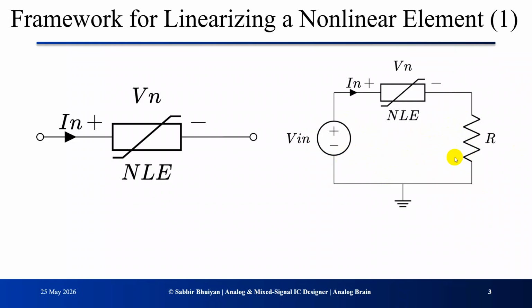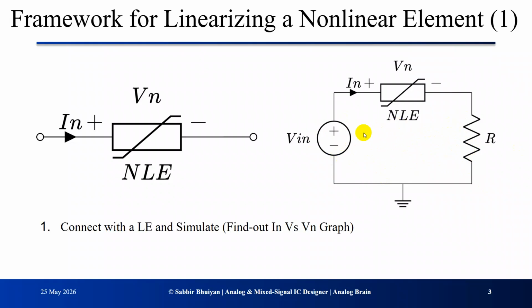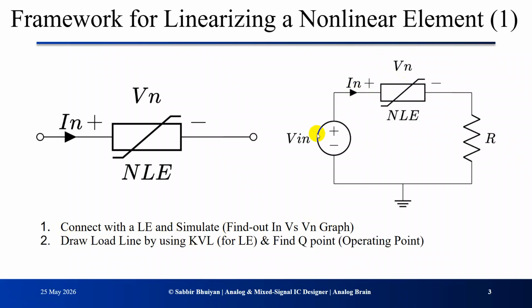Okay, now by plotting, we will have to plot the nonlinear IV curve, right? So number one, connect with the linear element and simulate. Find out the IN versus VN graph. So we'll find out this IN versus VN graph. Okay. And by plotting this nonlinear IV curve and the resistor load line, their intersection gives us the operating point, also called the Q point or quiescent point. Okay, the operating point will become the center of our future small signal analysis.